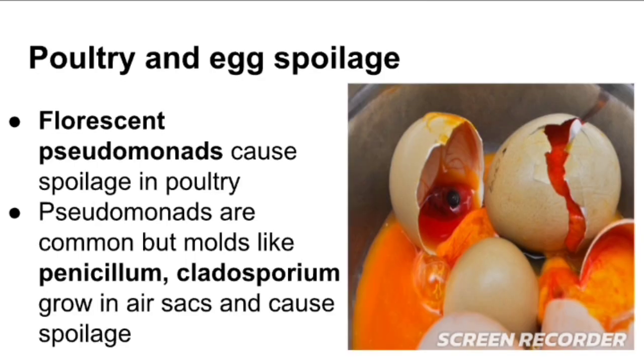Then next we will study the spoilage in poultry and eggs. Fluorescent pseudomonads, which are a type of microorganism, cause spoilage in poultry. Pseudomonads are common, but molds like penicillium and cladosporium grow in air sacs and cause spoilage. So these are the microorganisms usually responsible for spoilage in meat, poultry and eggs.